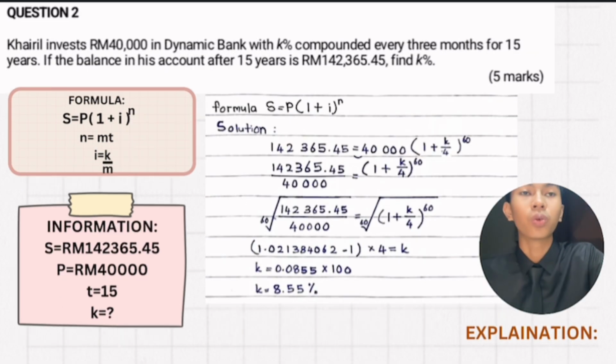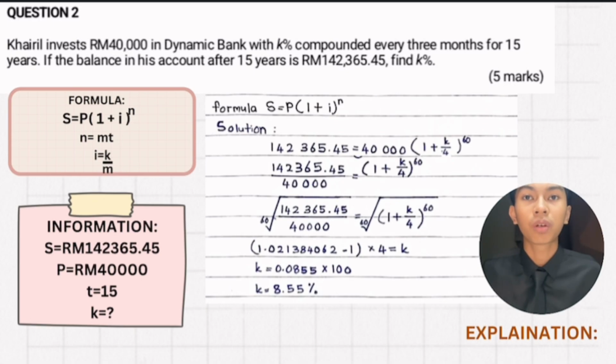Part A, question 2. Carry invests 40,000 ringgit, which is P, in Dynamic Bank with K percent. The equation is K compounded every 3 months, which is M equals 4, for 50 years, which is T. If the balance in his account after 50 years is 142,365.45 ringgit, find K percent.